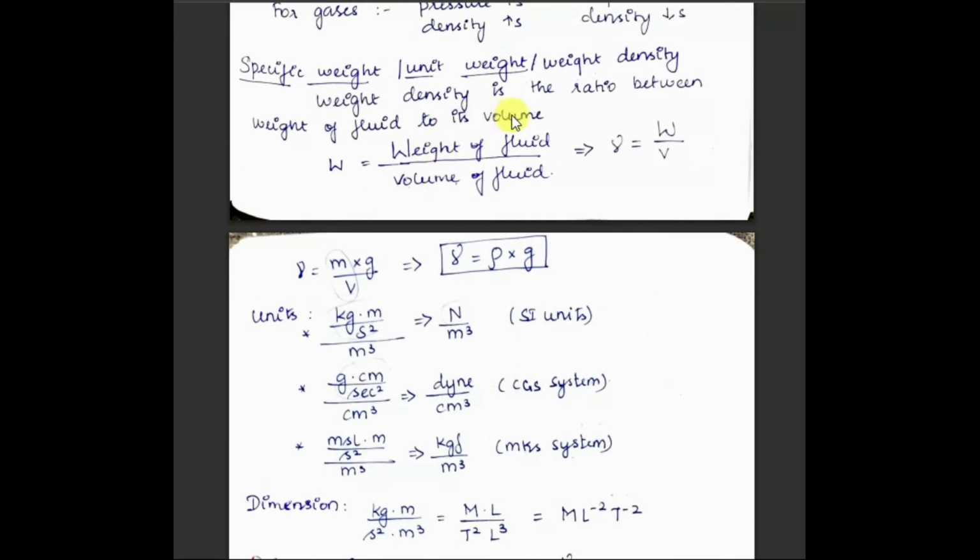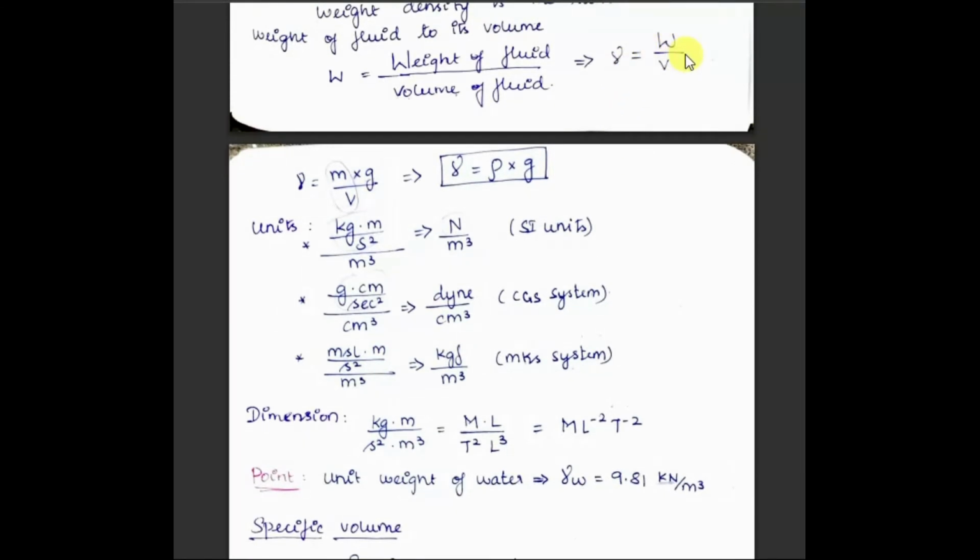So the next property is specific weight. It can also be mentioned as unit weight or weight density. Weight density is the ratio between weight of fluid to its volume. That is the weight in a certain amount of volume we are considering. So gamma is equal to W by V. This W we can write as mass into gravitational acceleration, and this M by V we are taking as rho, which is mass density. So gamma is equal to rho into g.